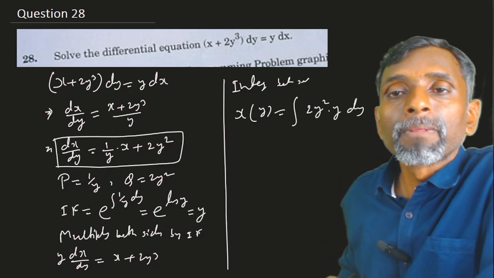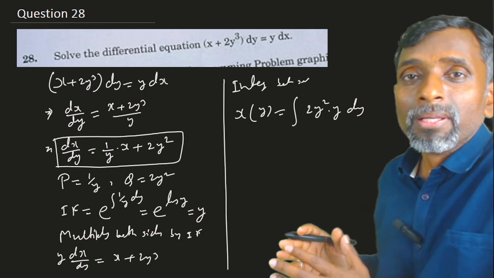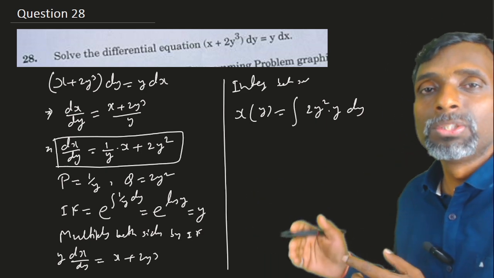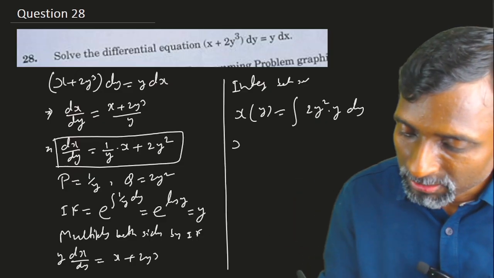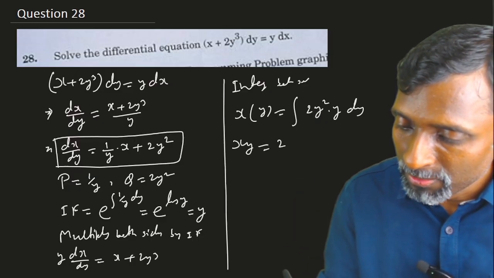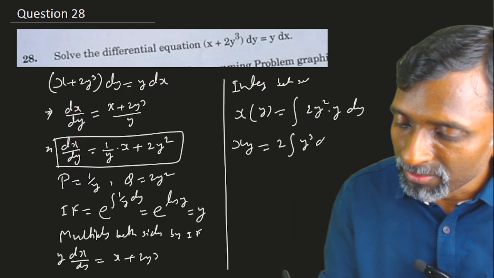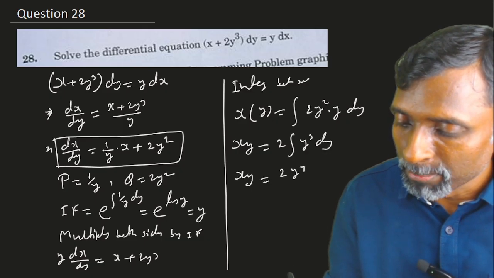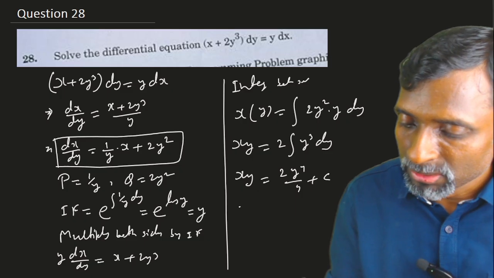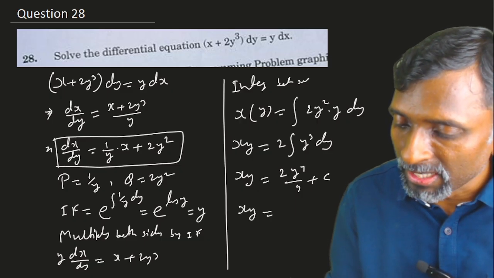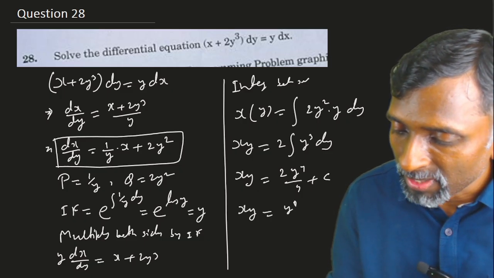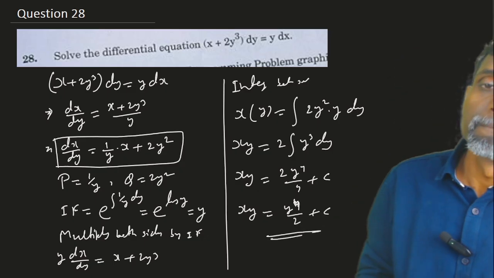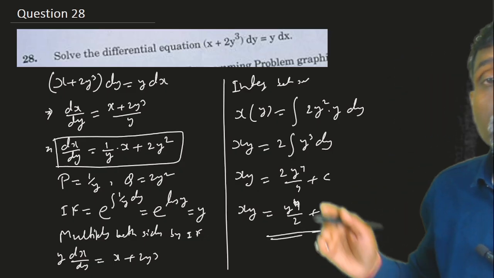That's it. You know the formula. Do you remember the formula? The formula is x multiply integrating factor is equal to integration q multiply integrating factor dy. So it should be xy is equal to 2 integration y³ dy. xy can be written as 2 y to the power 4 by 4 plus c. So xy can also be written as y to the power 4 by 2 plus c. This is the final answer, right? So now this is the general solution.